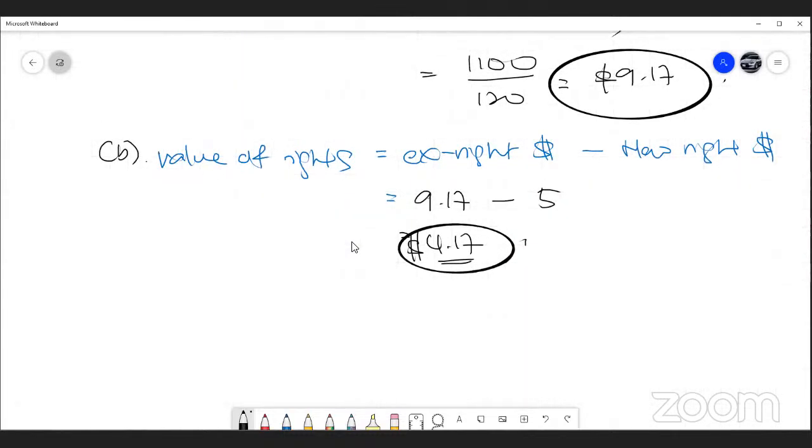All right, this is the first question: calculate the value of the rights. Next, how much do the new shareholders gain? The new shareholders are the 20 stock owners. They gain the $9.17 market price minus their purchase price of $5. So they're making 4.17 on each stock, and they got 20 of them. They are making $83.40.